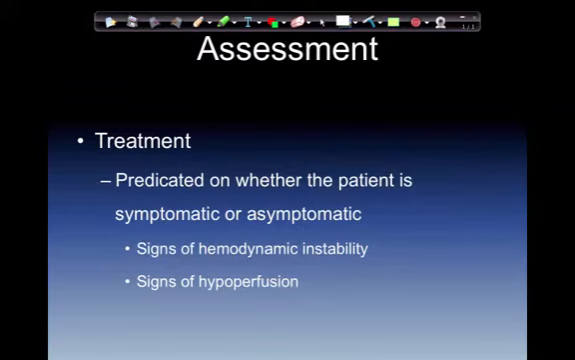So the first thing we do in the assessment, and this is off a predicated treatment, is the patient symptomatic or asymptomatic? Now there's a couple examples here. Let's say that you have a heart rate of 50 and you have chest pain, shortness of breath, and diaphoresis. Well, you are symptomatic.